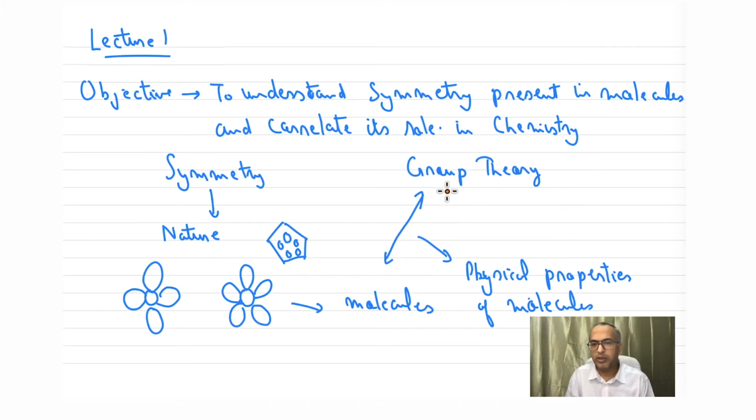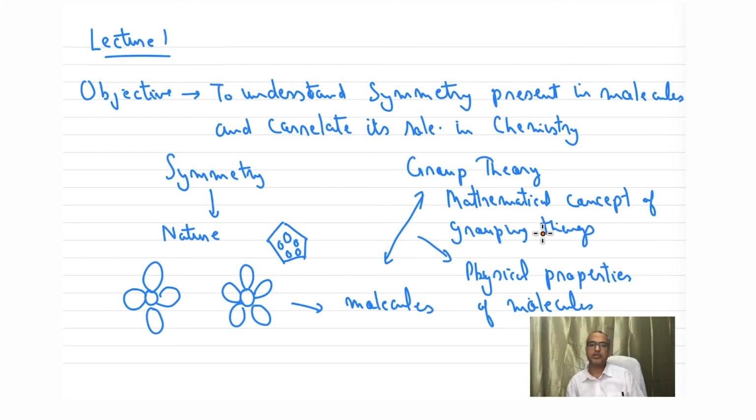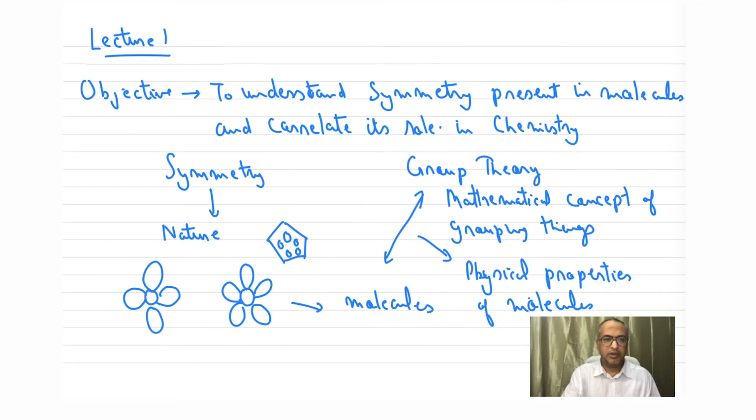Now, what is this group theory? Group theory is a mathematical concept of grouping things. This is based on certain set of rules, and we will see what the rules are to group things based on certain properties. Okay, so let us move forward, and let's first start with what we know. So let's try to see the symmetry in mathematical functions.